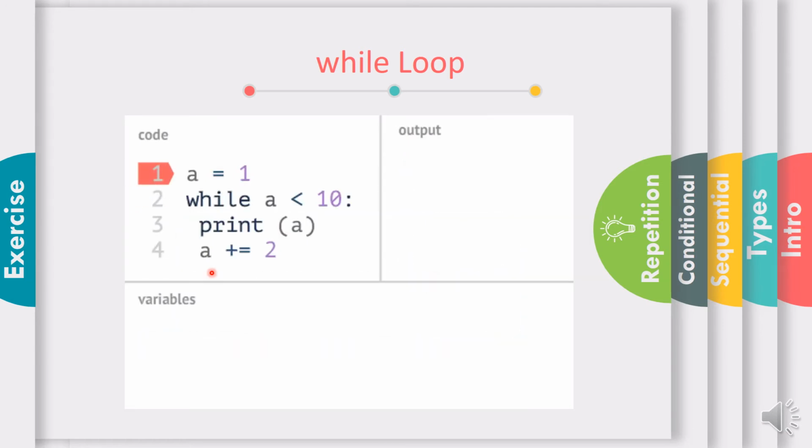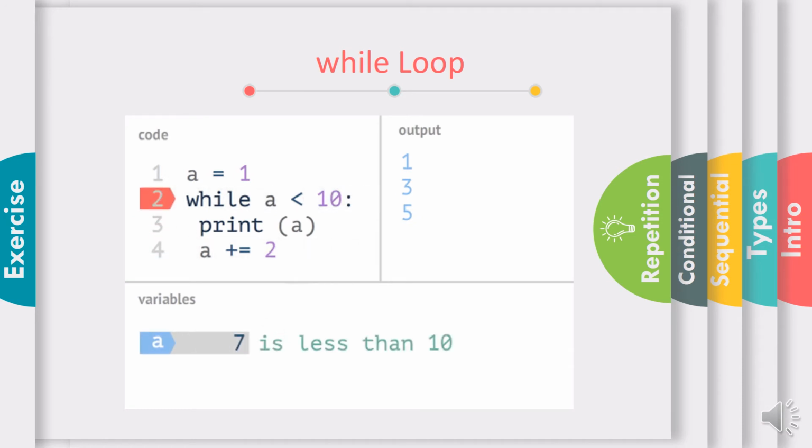Okay, first of all, a is equals to 1. It will check for the condition, 1 is less than 10. Yes, condition is true. So, it will print 1 on the screen. Now, a plus equals 2. 1 plus 2 becomes 3. 3 is less than 10. Yes, it will again print 3. 3 plus 2 becomes 5. 5 is less than 10. It will print 5. Yes, again 5 plus 2 becomes 7.